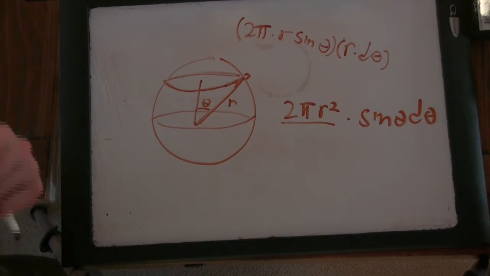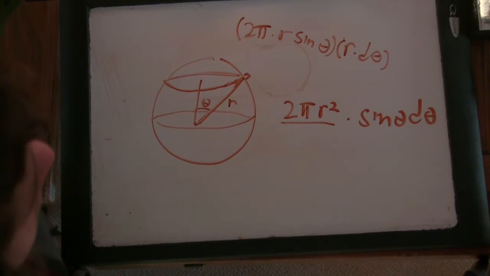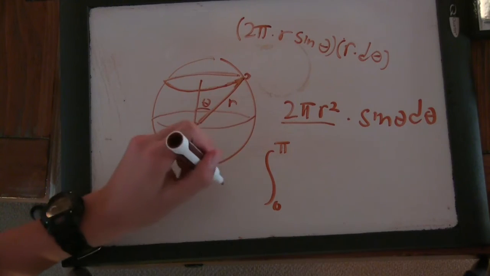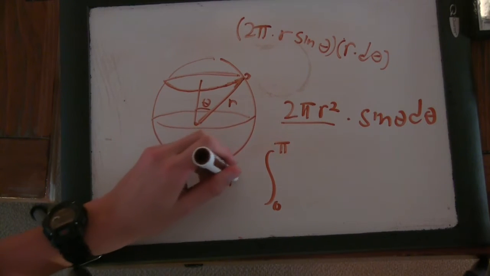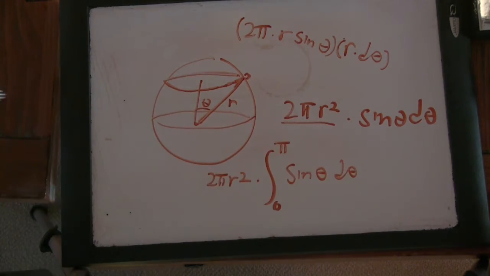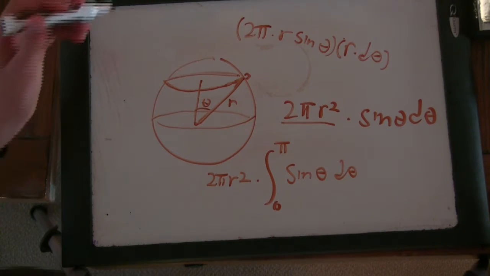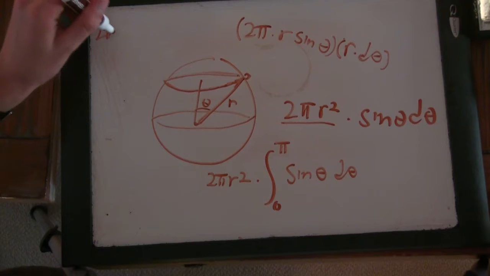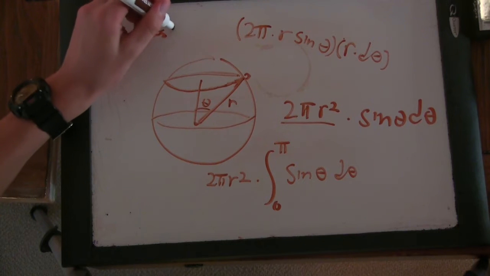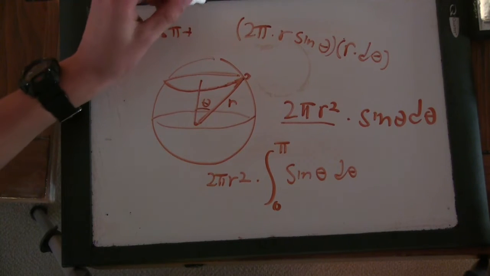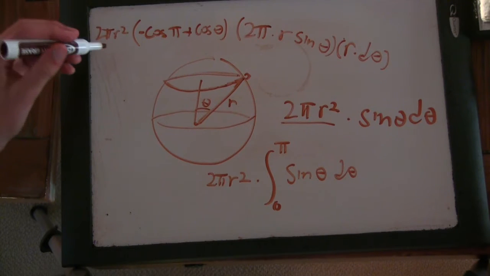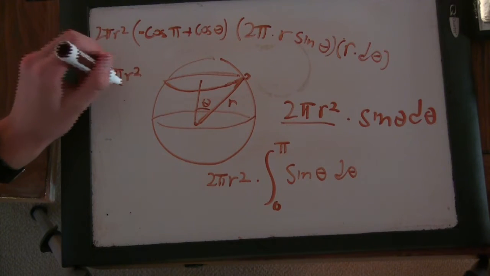And he said you could just integrate now if you know calculus. So what integral would you do? So you do the integral from 0 to pi. Well, you can pull this out, so 2 pi r squared times the integral from 0 to pi of sine theta d theta, which turns into 2 pi r squared times minus cosine of pi minus cosine of 0, so plus 1, which is 2 pi r squared times 2, which is 4 pi r squared, like we said.